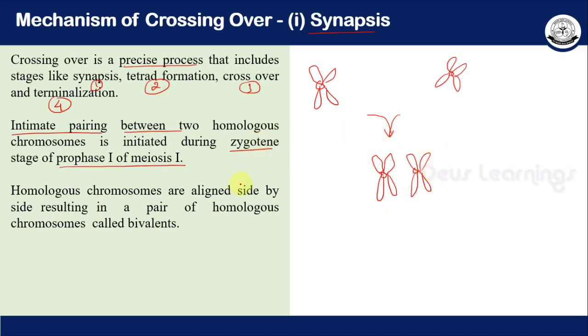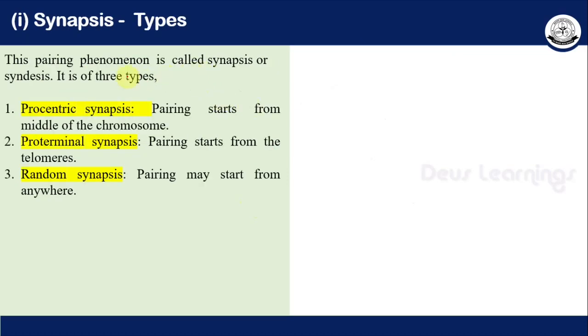Okay, then homologous chromosomes are aligned side by side, resulting in a pair of homologous chromosomes called a bivalent. Both stand side by side, right? So because they stand side by side, it creates a structure called a bivalent. This pairing phenomenon is called synapsis.